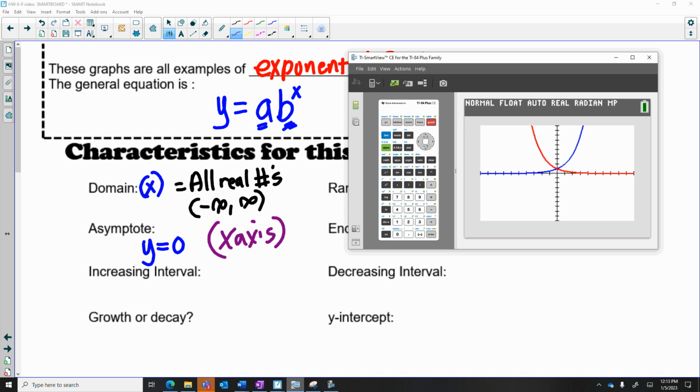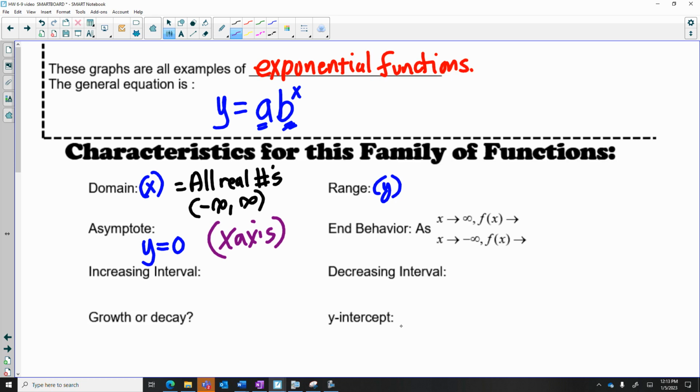And then the range, the y values, are from 0 and then all the way up to infinity. 0 to infinity, okay? And we're not including 0 because there's an asymptote there. So another way to write that is to write y is greater than 0, meaning that we're not including 0, but we're including everything above it.